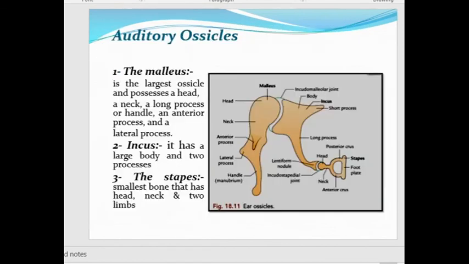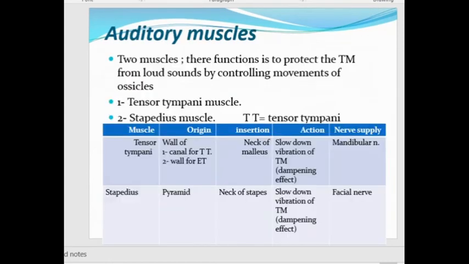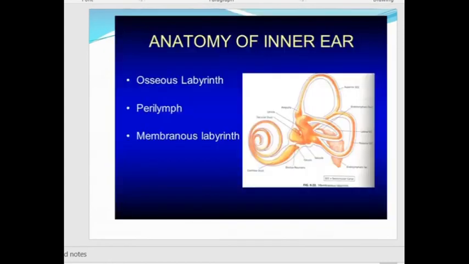حكينا عن auditory ossicles. Auditory ossicles and their relation with the tympanic membrane صورة كلش حلوة. حكينا عن auditory muscles. هسه نجي إلى the last part of the ear اللي هي inner ear.